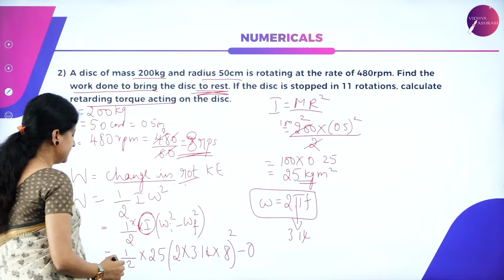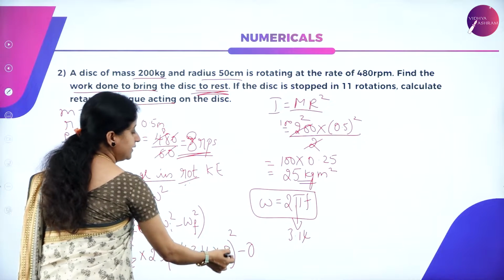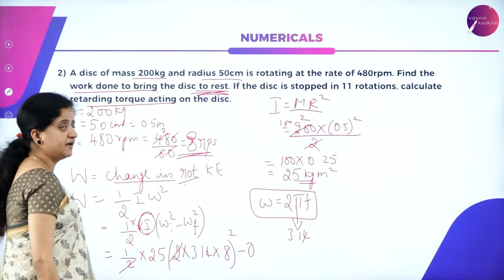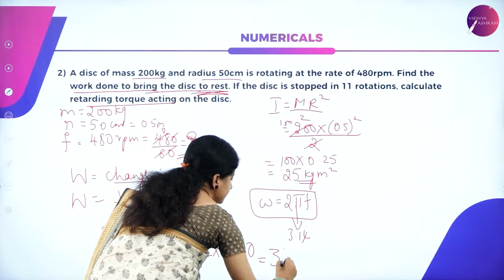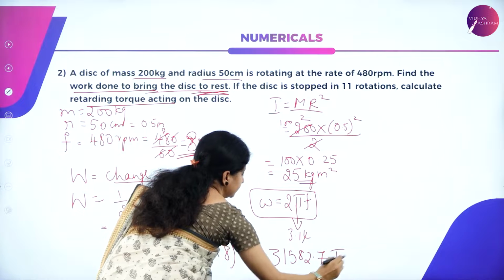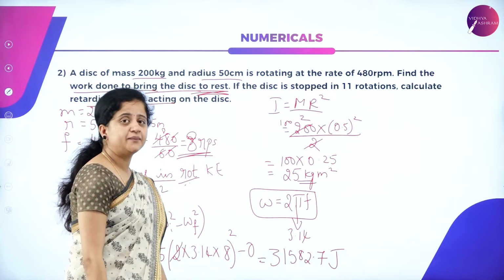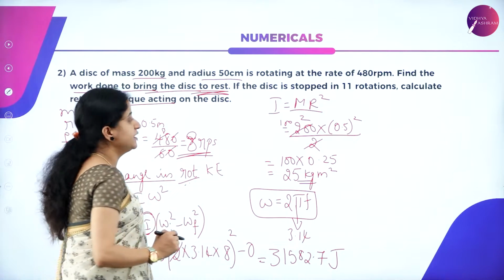So simplifying this, we can cancel 2 and 2 and we remain with 3.14 into 8 the whole square into 25. So the value we get here is 3152.7 joules. So this is the total amount of work done that is needed to bring the disc to rest.